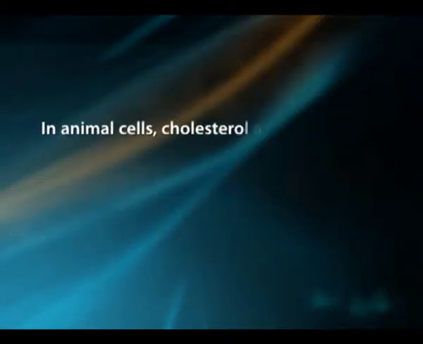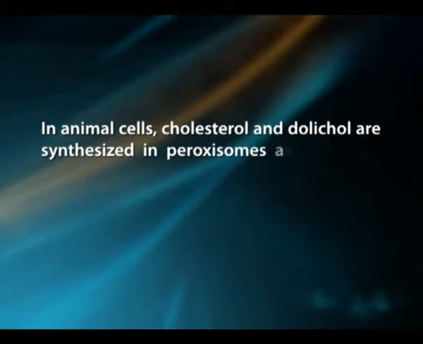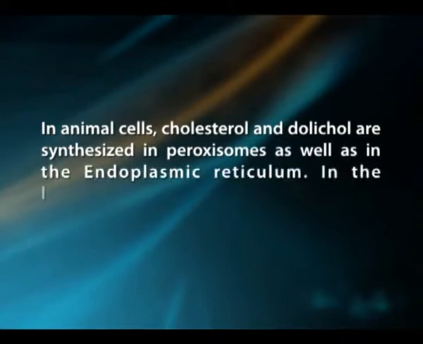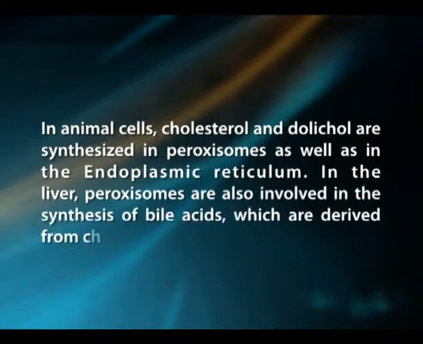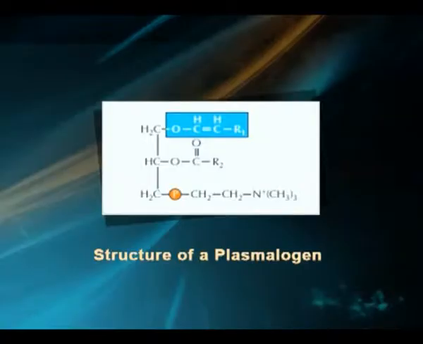In animal cells, cholesterol and dolichol are synthesized in peroxisomes as well as in the endoplasmic reticulum. In the liver, peroxisomes are also involved in the synthesis of bile acids which are derived from cholesterol. In addition, peroxisomes contain enzymes required for the synthesis of plasmalogens, a family of phospholipids in which one of the hydrocarbon chains is joined to glycerol by an ether bond rather than an ester bond. Plasmalogens are important membrane components in some tissues, particularly heart and brain, although they are absent in others.